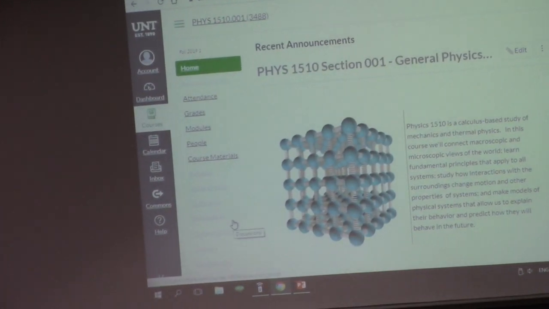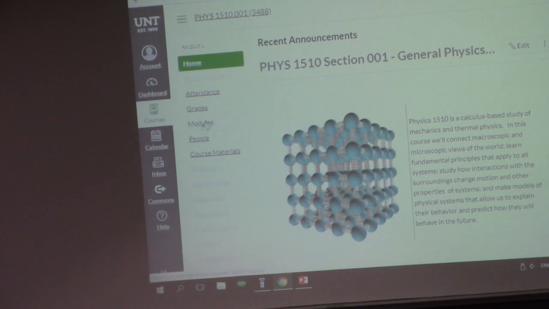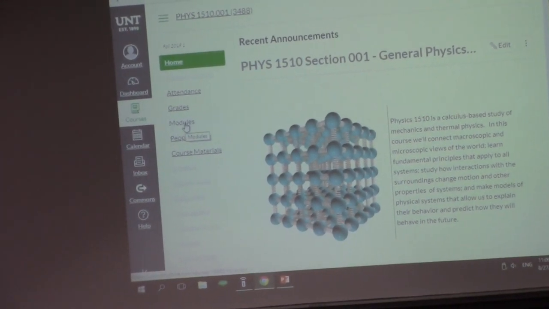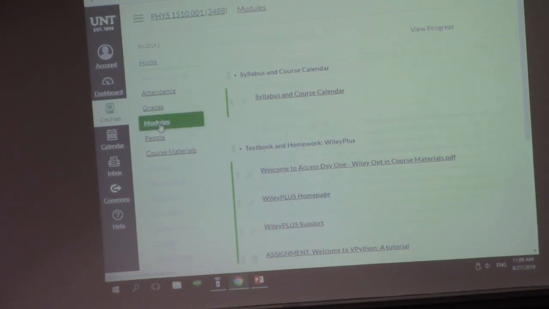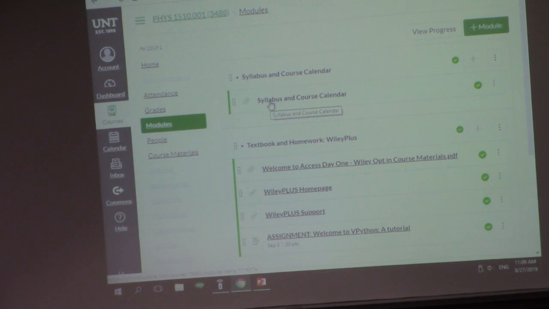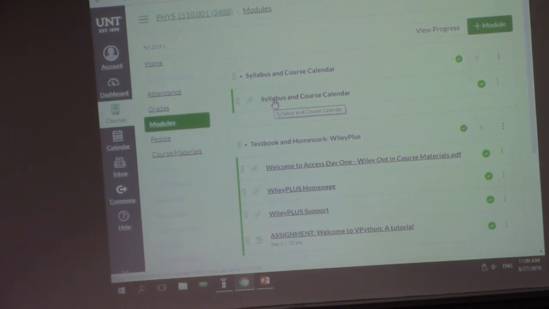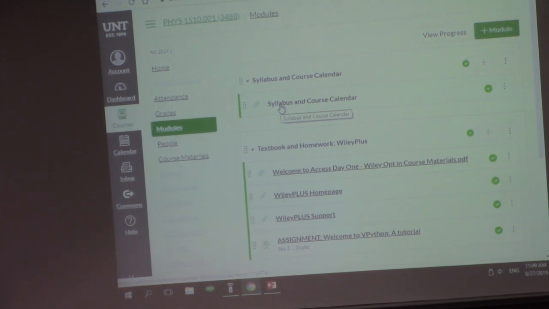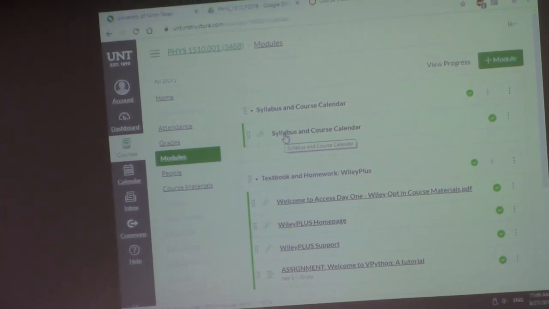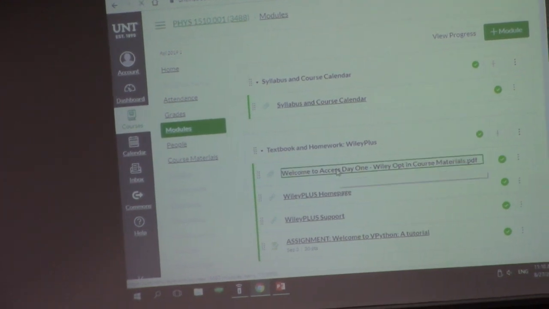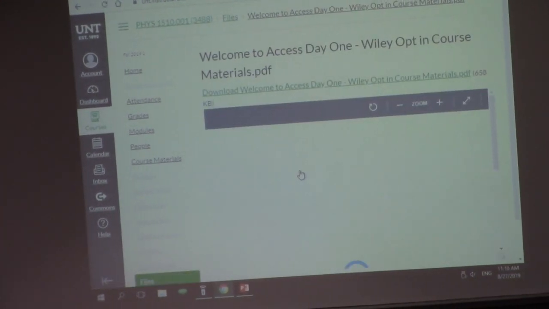Okay, so this is the Canvas homepage for our course. If you go to modules, you'll see the syllabus and the course calendar, which lists the dates of the tests and a rough calendar of what we're going to be doing every day with associated readings. This is a document that explains what Access Day 1 is.